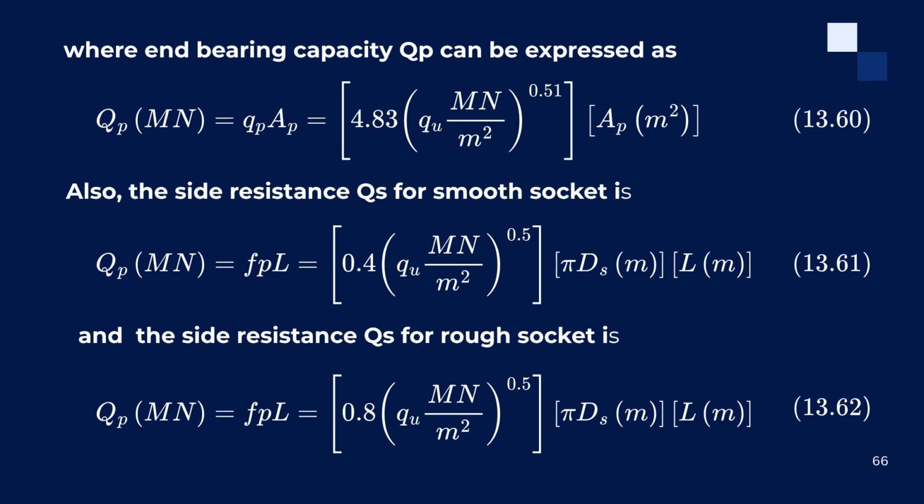Also, the side resistance QS for smooth socket is FP times L is equals to [0.4 (QU times M times N over M squared) to the power of 0.5] times [pi times ds times M] times [L times M], and the side resistance QS for rough socket, FP times L is equals to [0.8 (QU times M times N over M squared) to the power of 0.5] times [pi times ds times M] times [L times M].